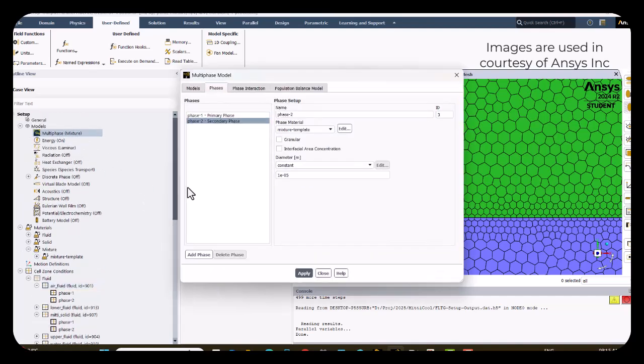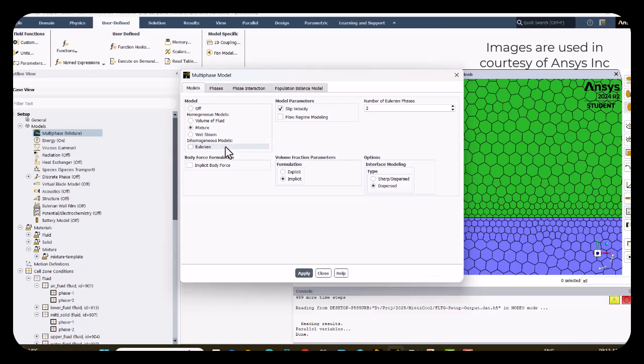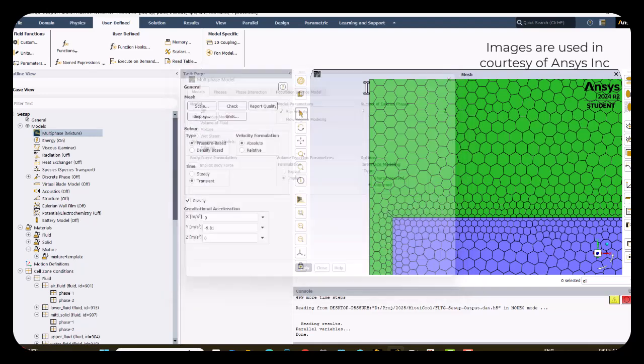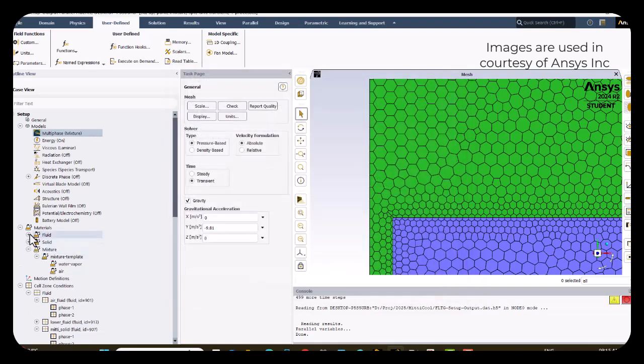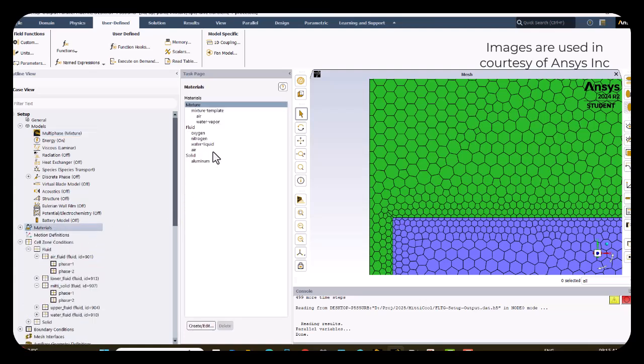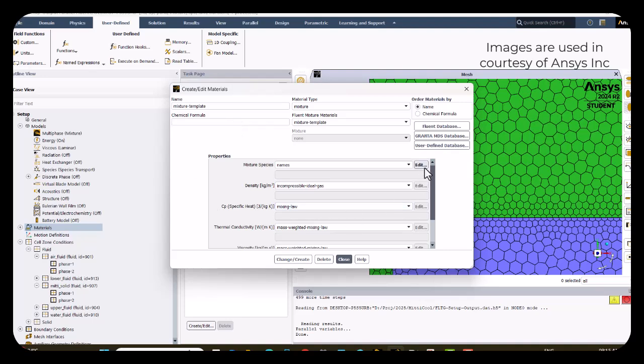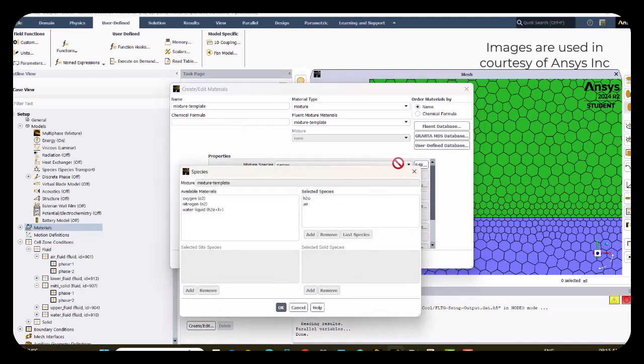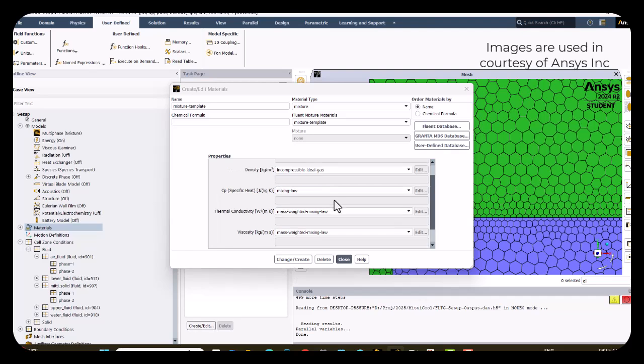Okay, I'll activate the mixture model with implicit forces, and then I'll add the mixture template with water vapor and air, and water liquid as the fluid. Going to the materials tab, you can see here the materials tab. In many of my previous videos I have given the setup, you can just refer to them. So go to create/edit, and in the names I have given water vapor and air, and these are all the properties that I have taken.